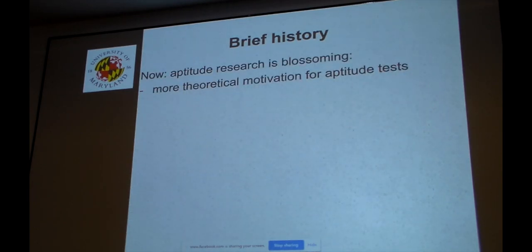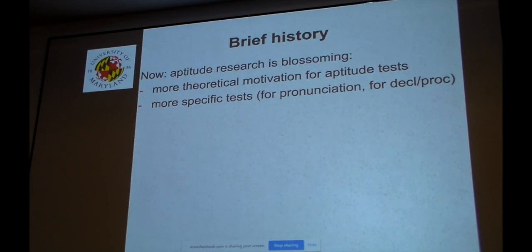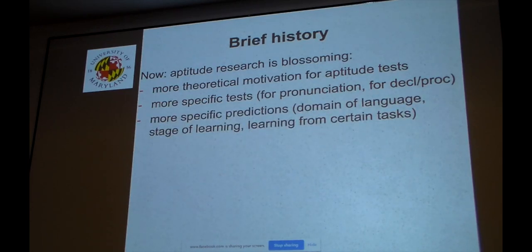Aptitude research is blossoming now again. We have more theoretical motivation for the aptitude tests that are being developed. We have many more specific tests for pronunciation, for instance, or for declarative versus procedural learning, because usually we talk about declarative procedural in this context, but there's also the aptitude that some people have called declarative memory versus procedural memory. And we make more specific predictions also about what domain of language, what stage of learning, what kinds of tasks these aptitudes are good for.